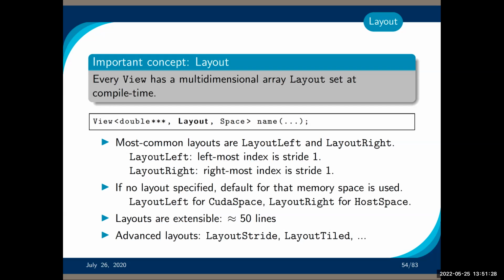With layout left, the leftmost index is stride 1. With layout right, the rightmost index is stride 1. If not specified, then for CUDA space, layout left is the default. For host space, layout right. You can write your own, and it's like 50 lines of code. This is also true for mdspan: there's also a layout template parameter that is passed into the upcoming mdspan in C++23.